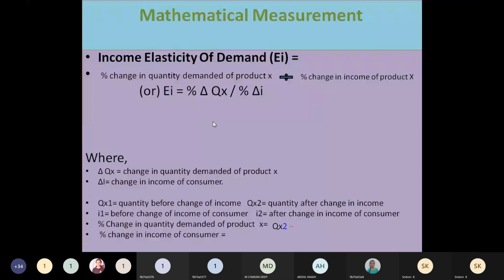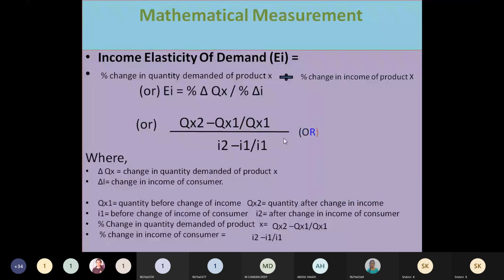In case of the percentage change in income of the consumer, you can use I2 minus I1 by I1. So that we are going to replace here: QX2 minus QX1 divided by QX1, whole divided by I2 minus I1 divided by I1. By simplifying this, we can rewrite it as QX2 minus QX1 divided by I2 minus I1, into I1 by QX1. So this formula you are going to use to measure income elasticity.